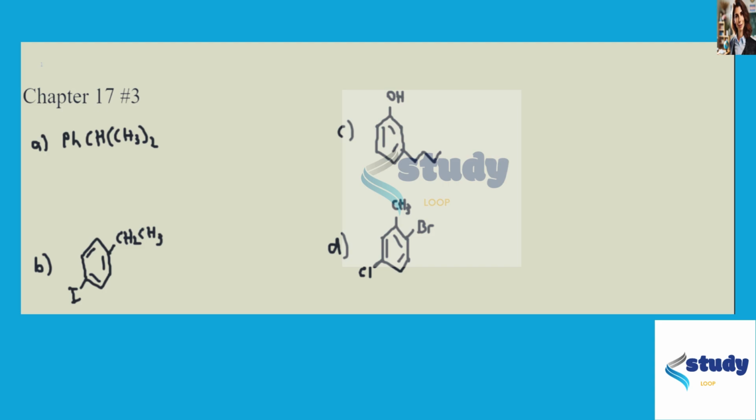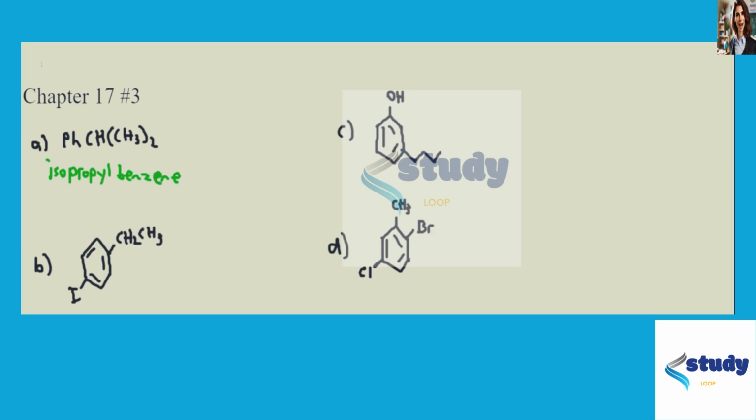A is a monosubstituted benzene ring, and so we can name this molecule just as the single substituent and add the word benzene. This is an isopropyl group, and so this will be isopropylbenzene. With a single substituent, we just name the substituent and then add the word benzene.